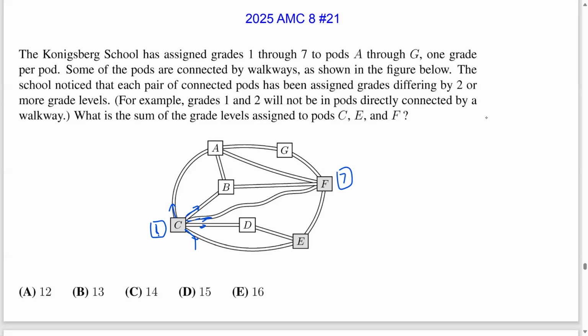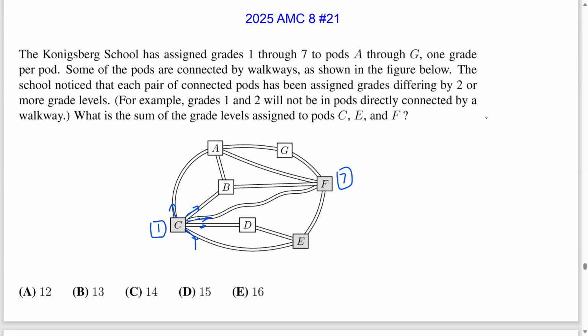This is because if C and F get any other grades, let's say C gets grade 2, then 1 and 3 cannot be adjacent to C, and this is only going to leave 4 other grade levels for 5 pods, which is a contradiction. So therefore, we can establish that C and F must get grades 1 and 7 in some order.